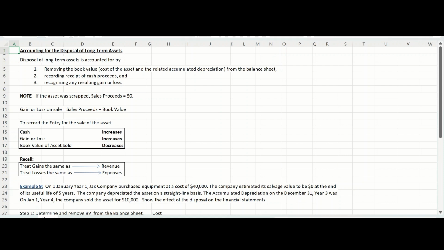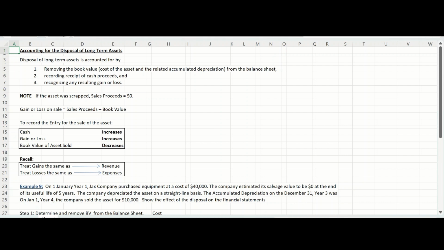And then just a reminder here that we'll treat gains on the disposal of assets the same as revenue, and we'll treat losses the same as expenses. So this means that the revenue or expense items will increase or decrease retained earnings and will also show up on the income statement.